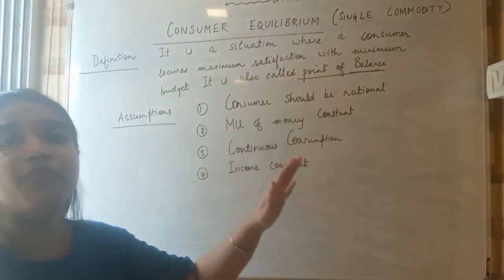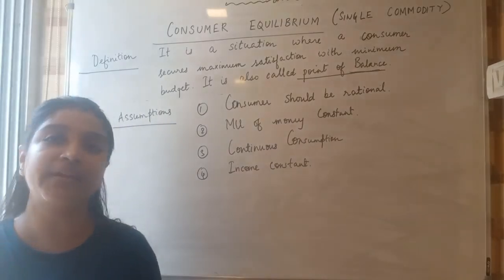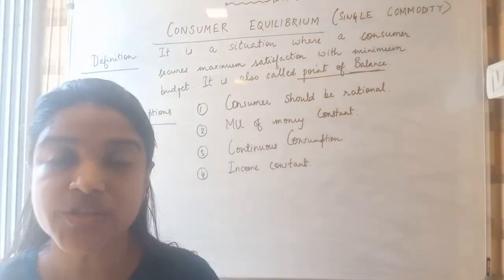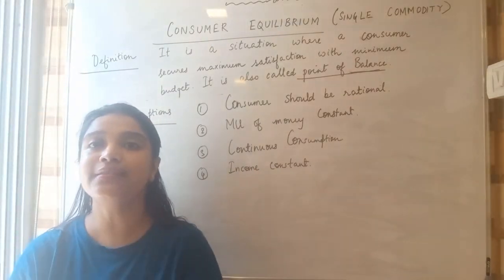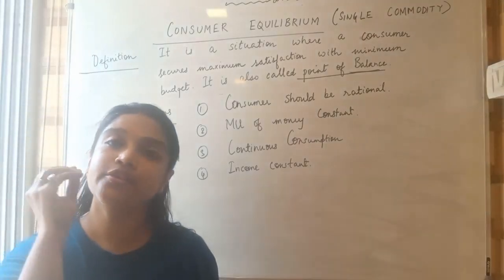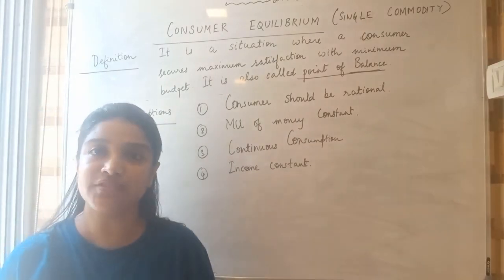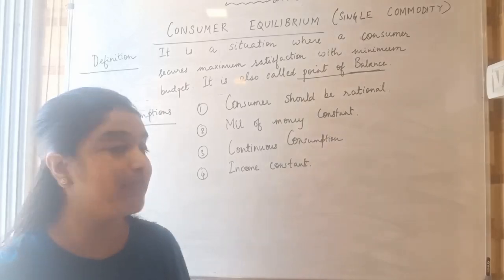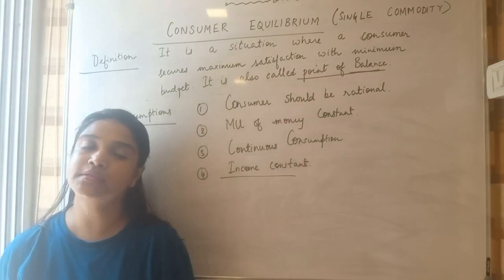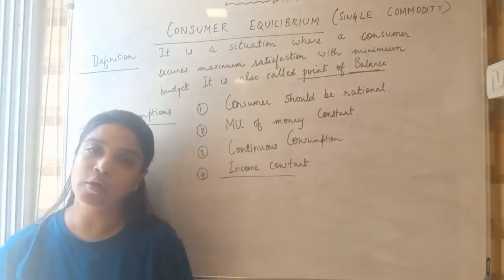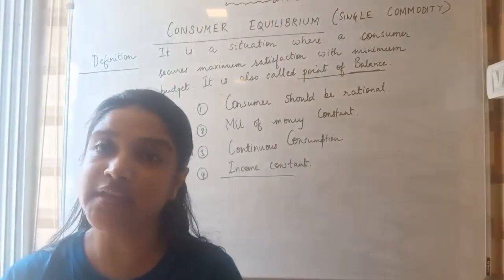Second, MU of money should be constant. There should be constancy in the marginal utility of money. If marginal utility of money keeps on changing, this law would not operate. Next is continuous consumption. Just like the law of diminishing marginal utility, there should be continuity in consumption. The consumption should take place one after the other without any long time gap. Next, the income of the consumer should also remain constant for consumer's equilibrium to operate properly. So this is the consumer's equilibrium in case of a single commodity.